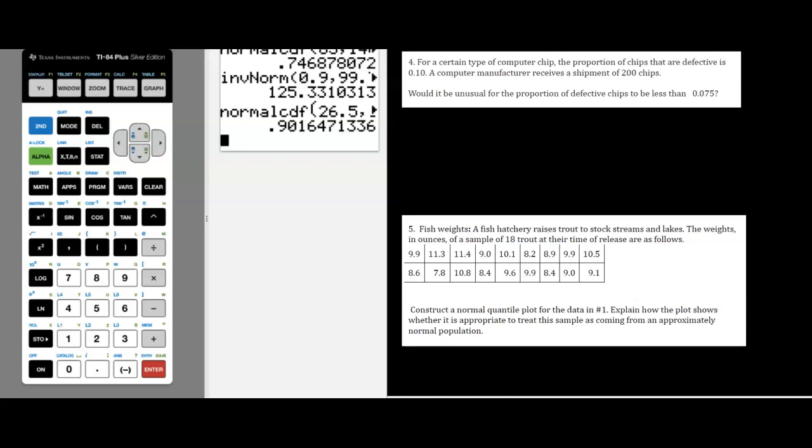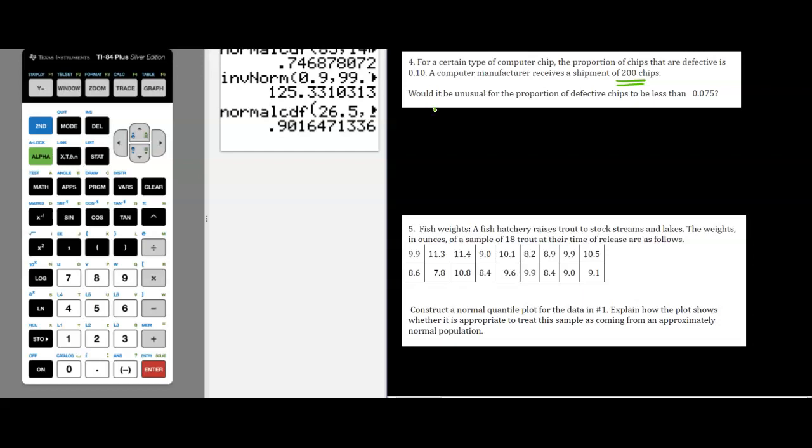Okay, so example 4 says, for a certain type of computer chip, the proportion of chips that are defective is 0.1. A computer manufacturer receives a shipment of 200 chips. Is it unusual for the proportion of defective chips to be less than 0.075? Now, when they ask that question, they're referencing this sample of 200 chips.